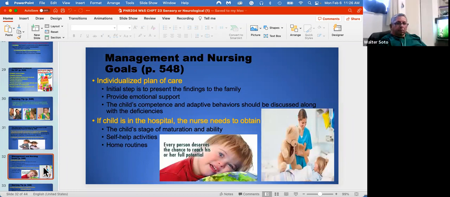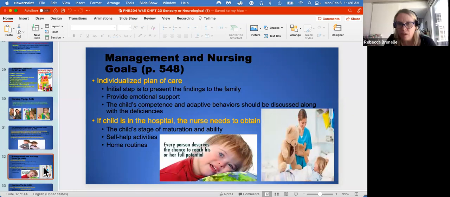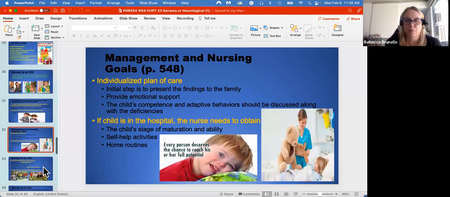So always make sure that you're doing an individualized plan of care, and that when you're in the hospital, you maintain the home routines as much as possible, help them do their self-help activities. If they don't use a diaper at home and they're in the hospital and they're able to walk, you don't want to just put them in a diaper. You want to make sure that they're really maintaining as much of their independence as possible.